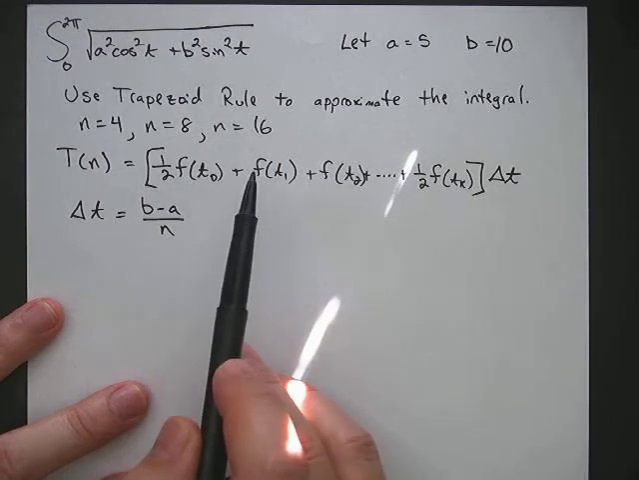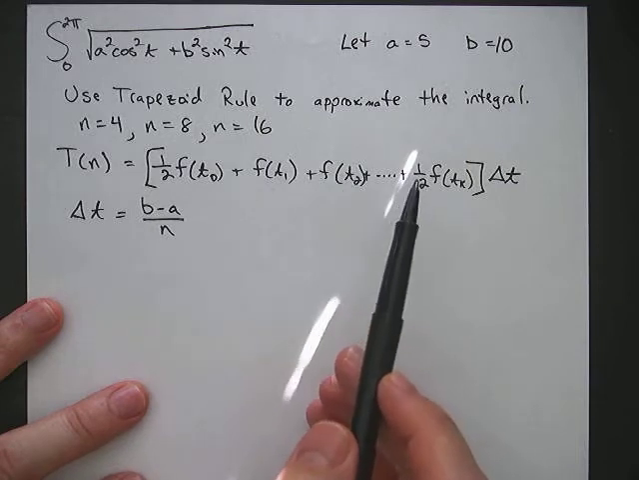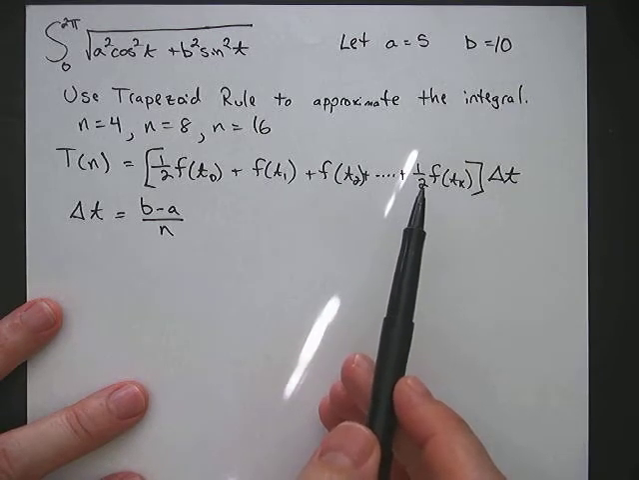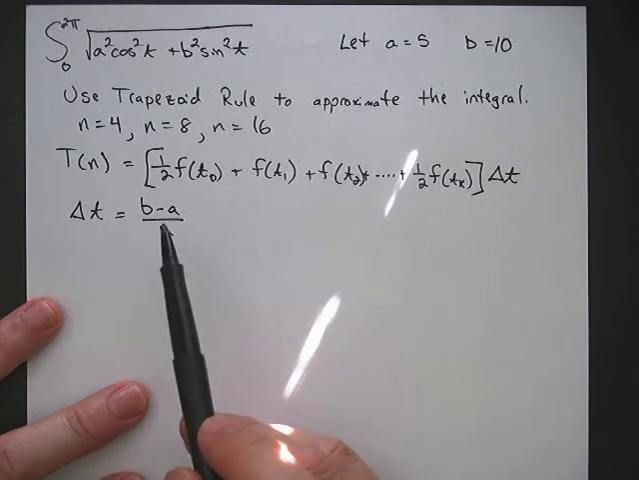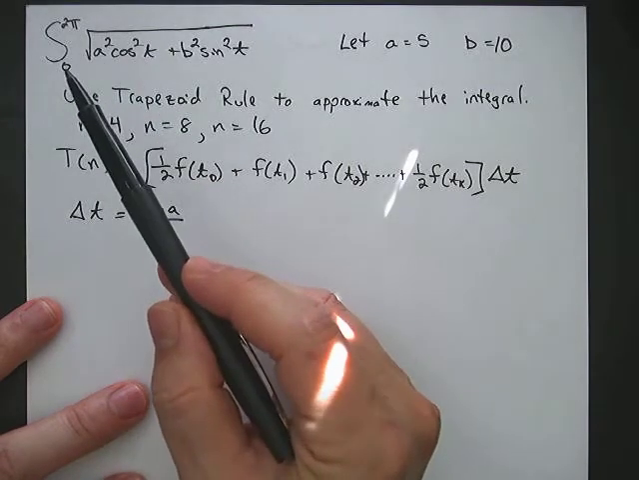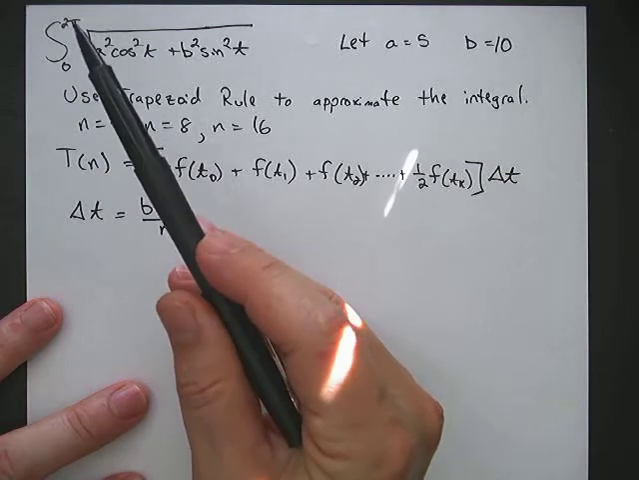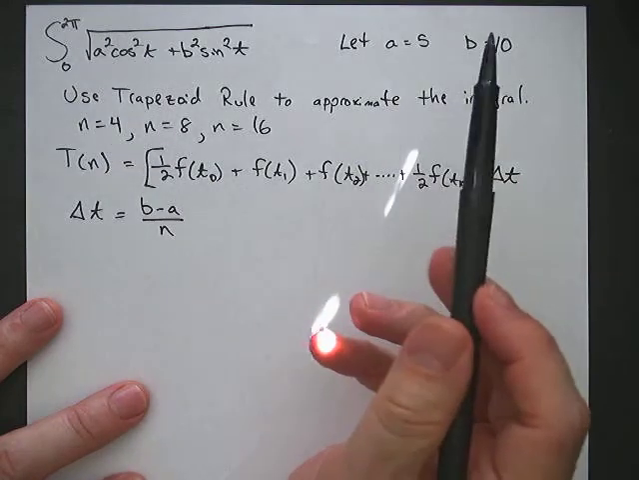in the function plus the next value plus the next value, and all the way to the last value, which will also get multiplied by 1/2. And then times delta t. Delta t is b minus a over n. A and b are these numbers here. Okay, for this formula, this a and b are different numbers.